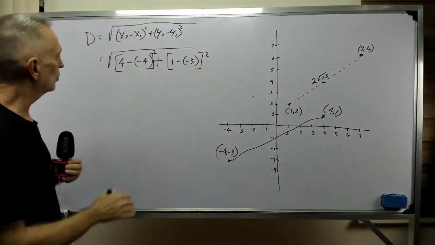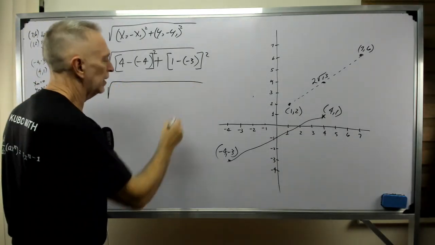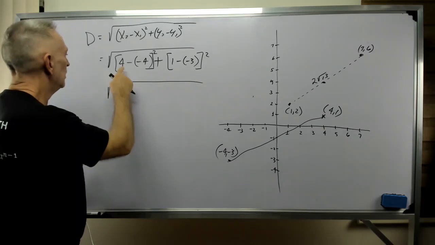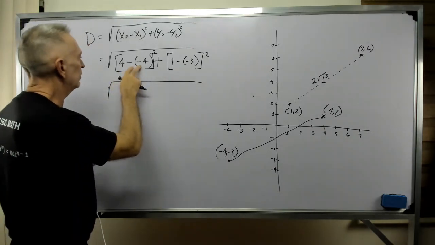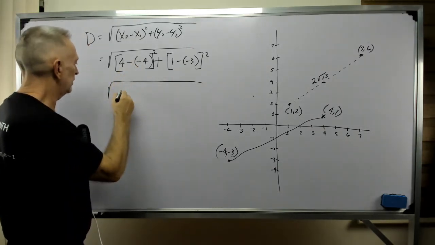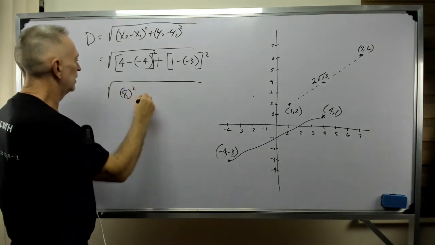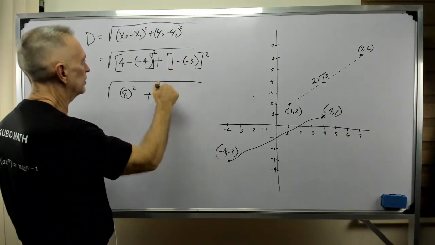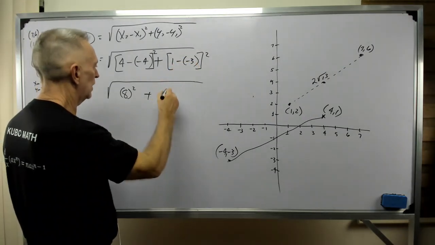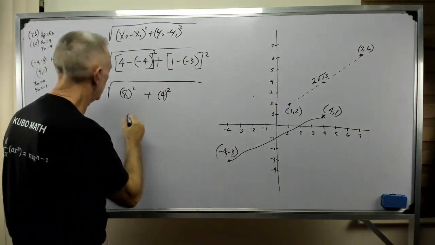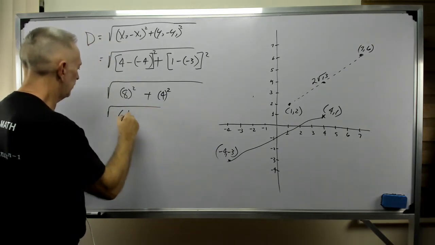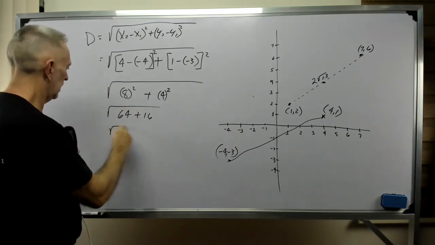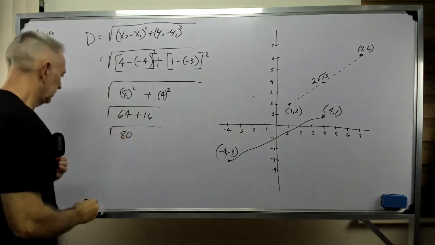Now you know the rules. If you don't, look at the algebraic rules video. 4 minus a negative is plus a positive, so that's 8. 8 squared plus 1 minus a negative is plus a positive, that's 4 squared. Okay, so now I've got 64 plus 16, and what is that? Square root of 80.